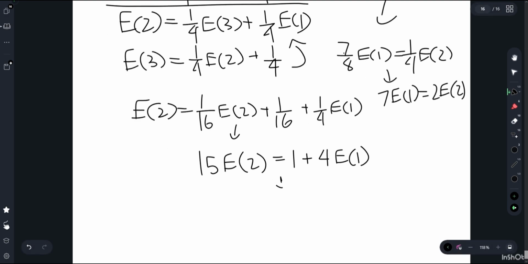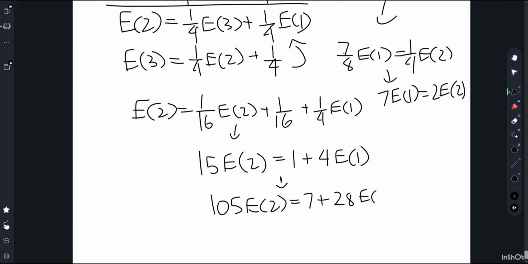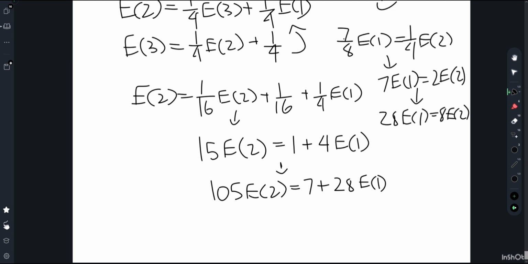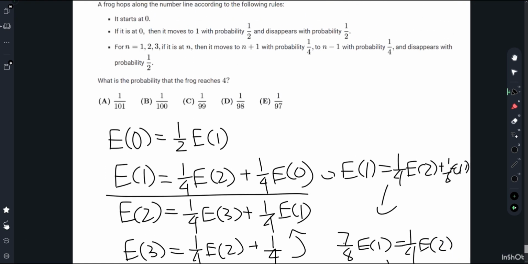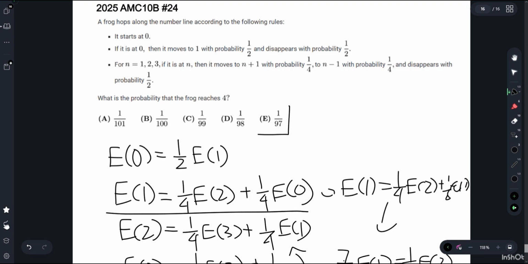Multiplying on both sides, we get 7 E1 is equal to 2 E2. So let's multiply this equation by 7. Then we get 105 E2 is equal to 7 plus 28 E1. Let's multiply this equation by 4: 28 E1 equals 8 E2. So plugging this in, we get that 105 minus 8, which is 97 E2, is equal to 7, or E2 is equal to 7 over 97. If E2 is equal to 7 over 97, then E1 is equal to 2 over 97, and E0 is equal to 1 over 97. And so our answer is E.